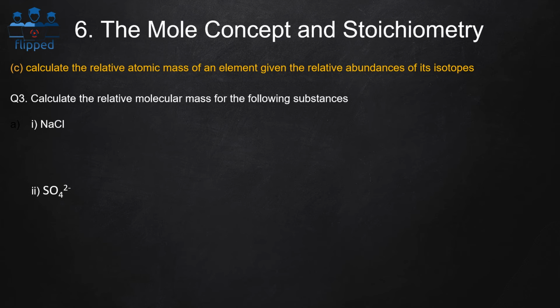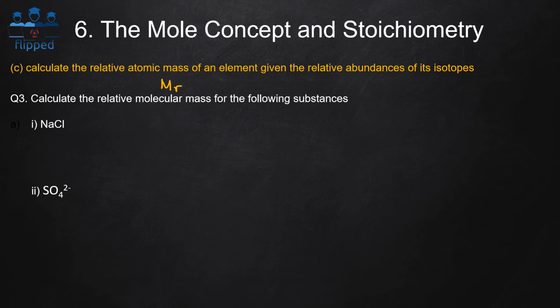This is more like a final recap. In the previous two questions we talked about the relative atomic mass of elements. Now we want to recap how to calculate the relative molecular mass, because this is more important in our mole calculations and stoichiometry calculations later. So NaCl, how do we calculate the relative molecular mass of NaCl? Recall that relative molecular mass is Mr and no longer Ar, because Ar is for elements, while Mr is for molecules and compounds.